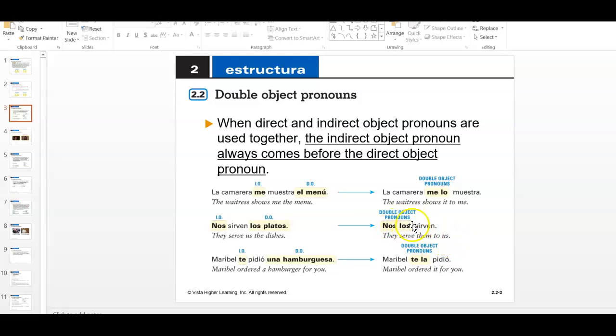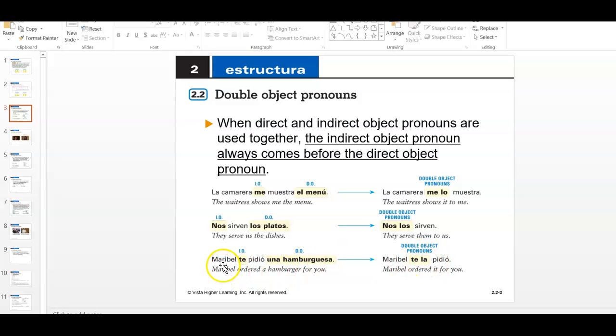Los is now taking the place of los platos. If you notice, usually whatever your article is, that's what your direct object pronoun is going to be. Okay, that's a little clue. All right, but you don't always have that. If you look down here, it says Maribel te pidió una hamburguesa. Here you don't have la, los, las. You have una. So anytime you see una, it's always going to be la, because it's singular. If this was unas, then this would be las.